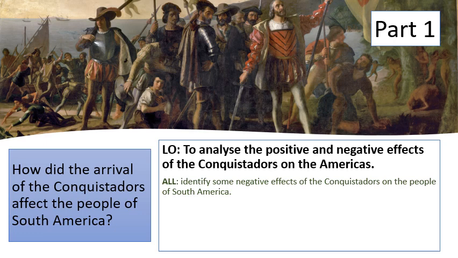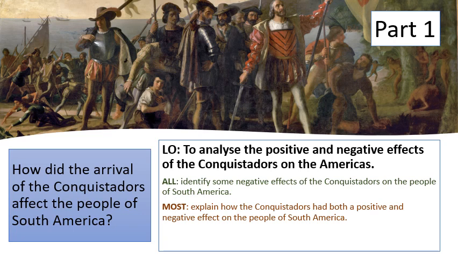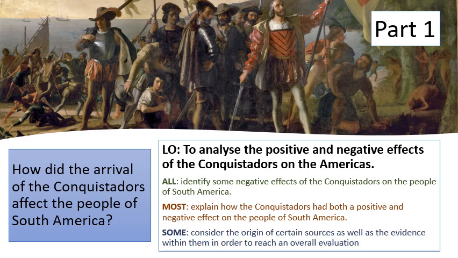I think it's quite easy to think about the negatives, so all of you should be able to do that. You might even have some ideas from last lesson. Therefore, I'd expect all of you, certainly most of you, to be able to explain the positive and the negative effects as well. We're going to be using historical sources today. So when you come to your overall evaluation about thinking about the impact of this, I'd also like some of you to think about the origin of the sources. Who's saying this? Do you think it's actually trustworthy information?